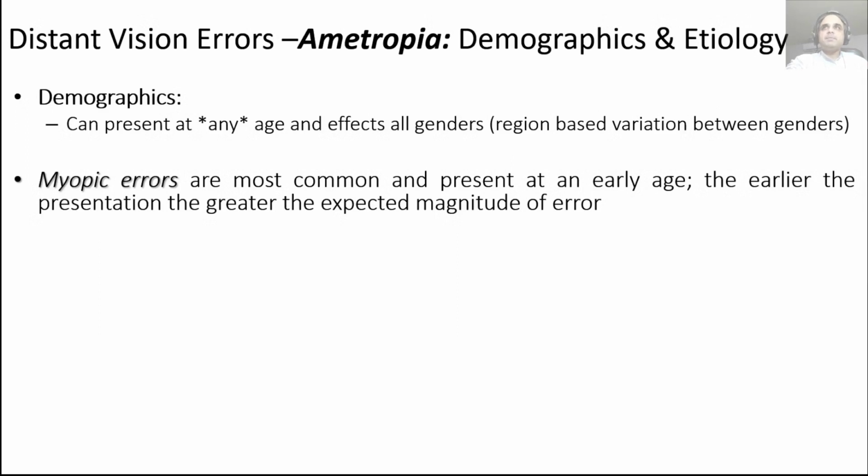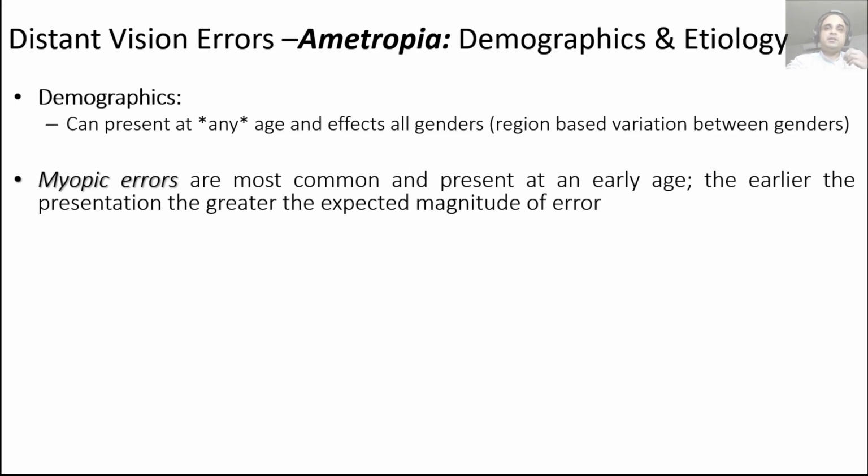So let's talk about their demographics and etiology. They can present at any age, these distant refractive errors, as opposed to presbyopia, which presents usually at the age of 40 years. They affect all genders. There are region-based variations in genders, but they affect both males and females. These days we are sort of living in a gender, what's the word for it? Ambiguous society. So let's just call it affects everyone.